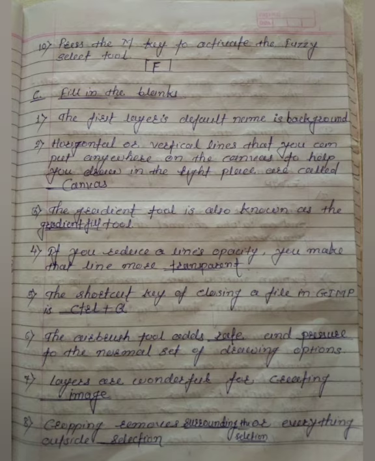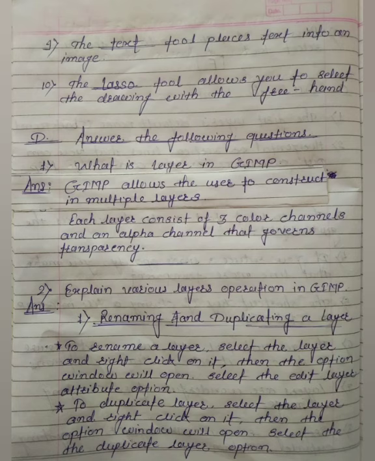The airbrush tool adds rate and pressure to the normal set of drawing options. Seventh, layers are wonderful for creating images. Eighth, cropping removes everything surrounding the selection or everything outside the selection. The next is the tool that places text into an image. The answer is the text tool. Then last is the tool that allows you to select a drawing with the free hand. So the lasso is the tool which allows you to select a drawing freehand.